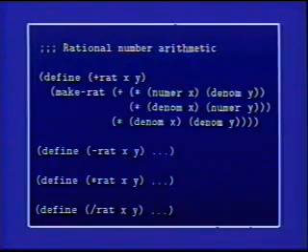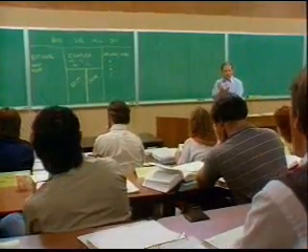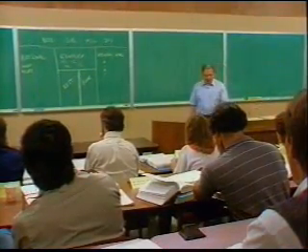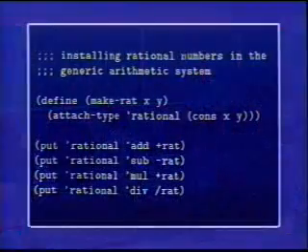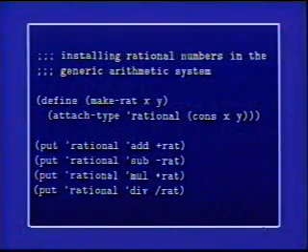How do we install, as implementers of this rational number package, how do we install it in the generic arithmetic system? Well, that's easy. There's only one thing we have to do differently. Whereas previously, to make a rational number, you built a pair of the numerator and denominator, here we'll not only build the pair, but we'll sign it. We'll attach the type rational. That's the only thing we have to do differently. Make it a typed data object.